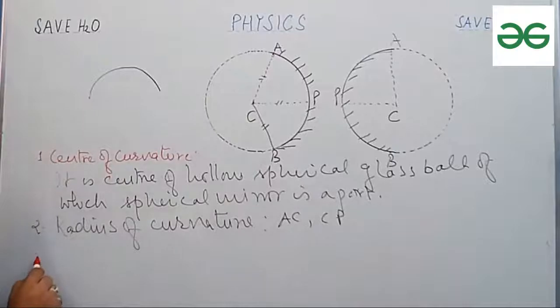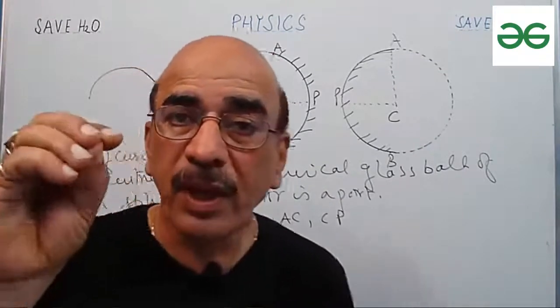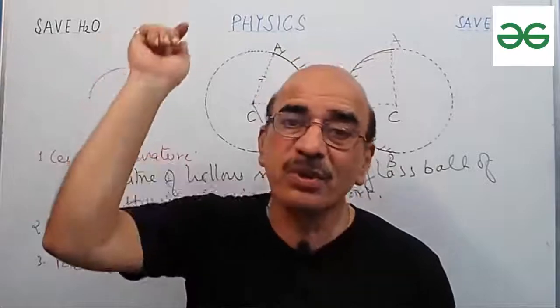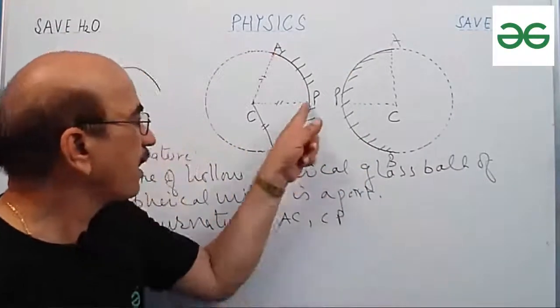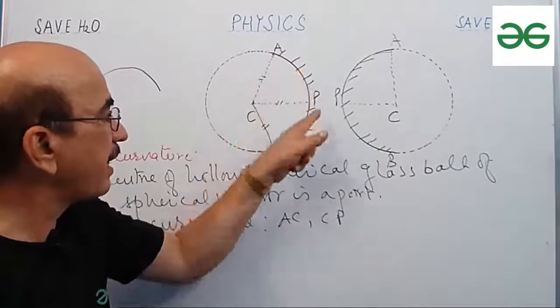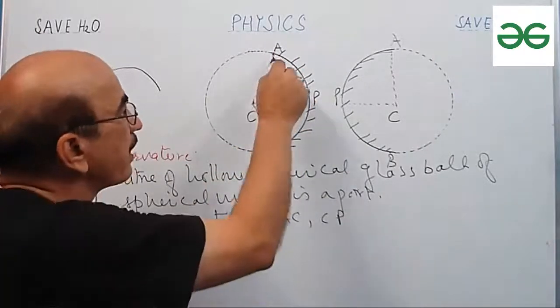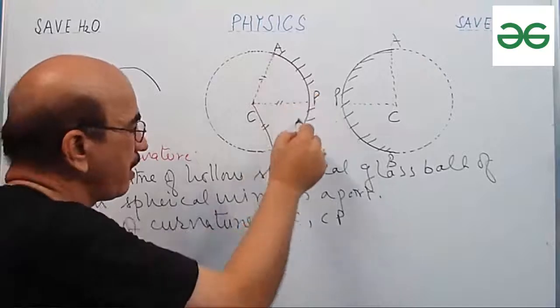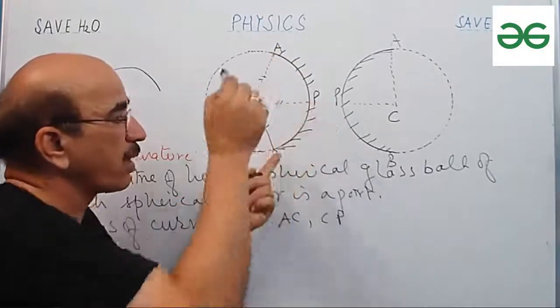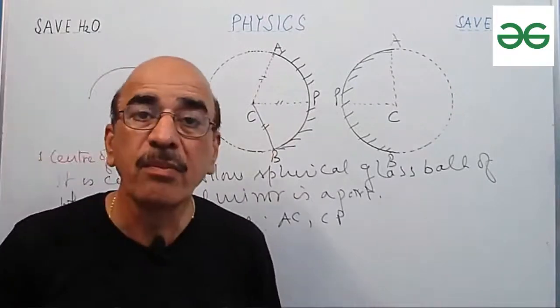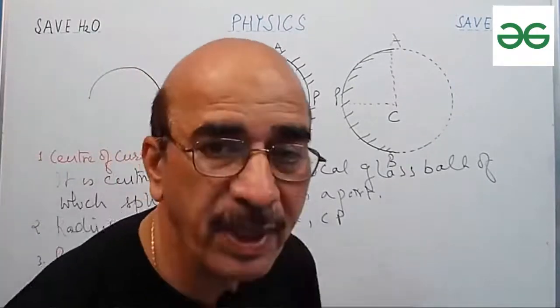Now next, the next point you can see here is P. So what do we call this P? P is for pole. That is not a pole which is used for jumping. Pole here is the center of this glass ball's part APB, which is our mirror. The center of the mirror is called the pole.